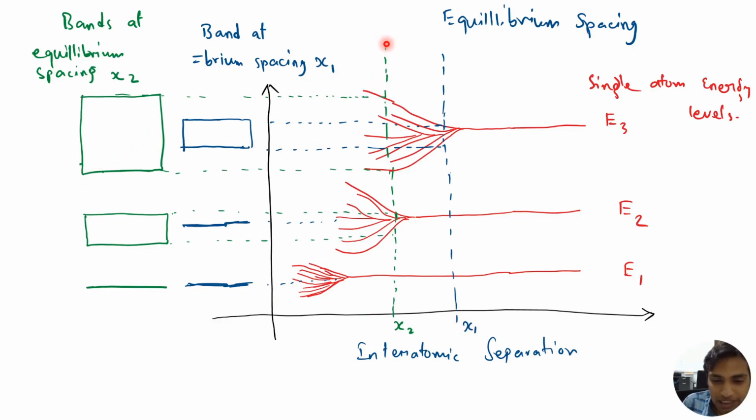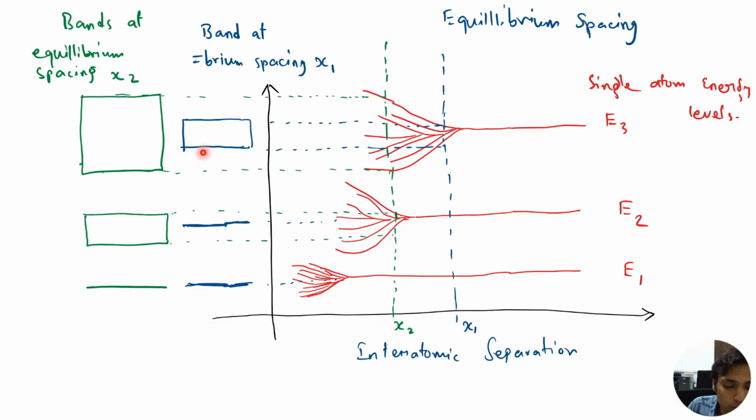If your equilibrium spacing is x2, you see the outermost band has been created and it is this big. You are able to follow, right? This green one is the outermost band. Then the lower band is this one, where you take what is overlapping at this spacing, and this other band has not yet started to split. So this is how, when you bring atoms close together, bands start to form. Here x1 and x2 are interatomic spacings.